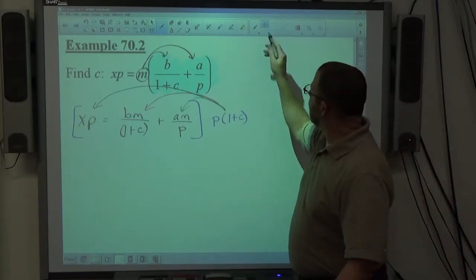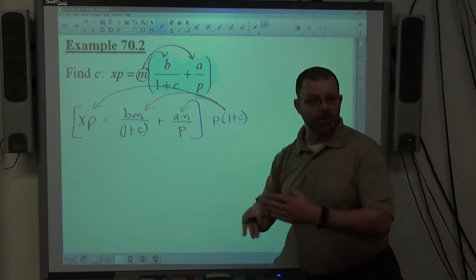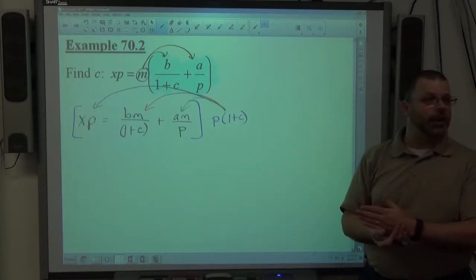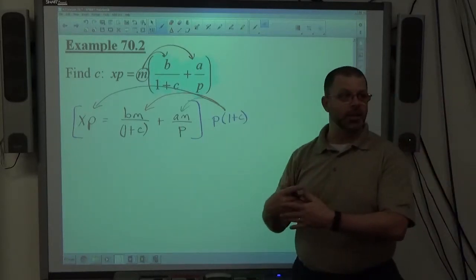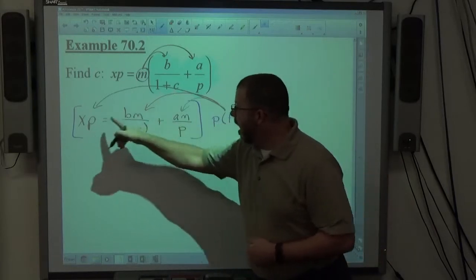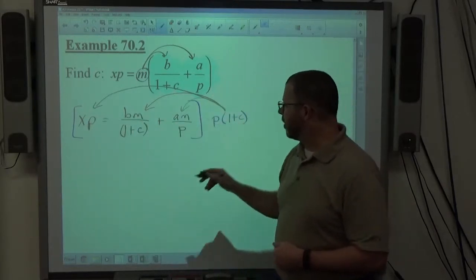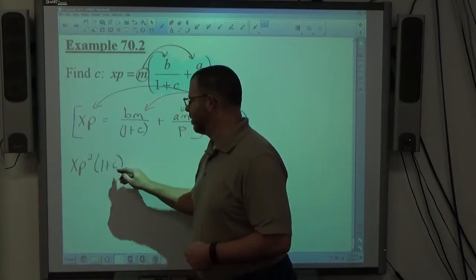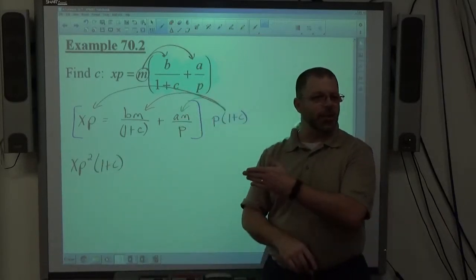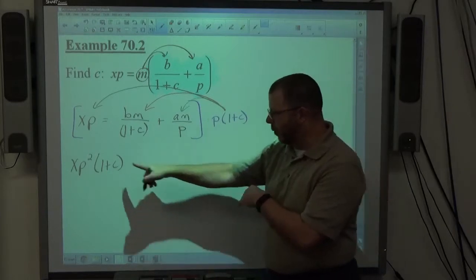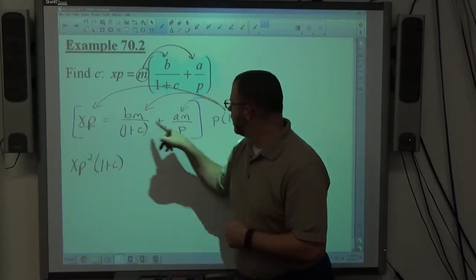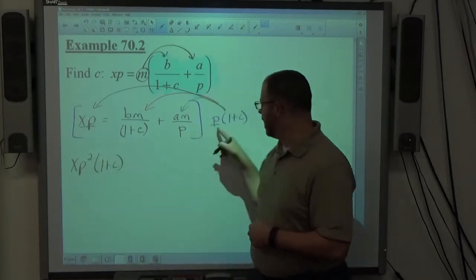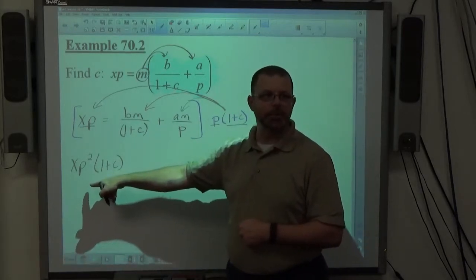Now, I'm going to do this in 2 steps right now. This is a step you can maybe cut corners on down the road, but I would say right now this is probably a step you want to put in. xp times p times 1 plus c makes xp squared times 1 plus c. Don't try and distribute that as you're multiplying it out. Just go ahead and leave it in parentheses form. xp times p is easy enough to make xp squared, but keep the times 1 plus c at that point.